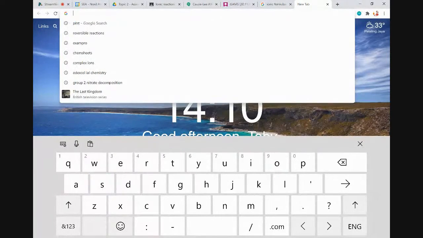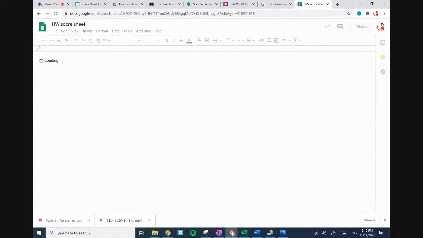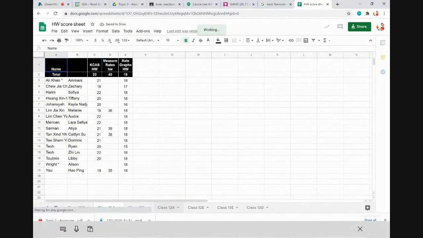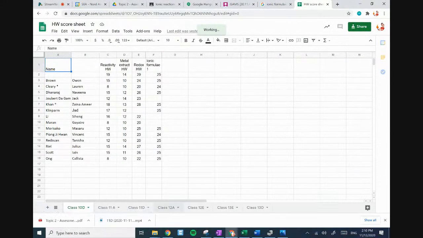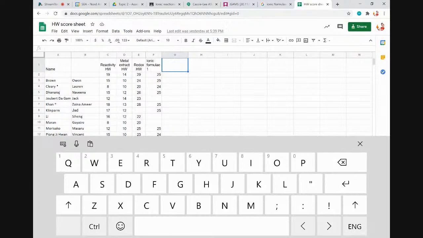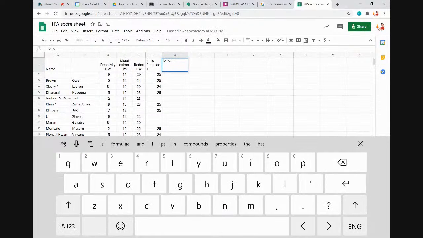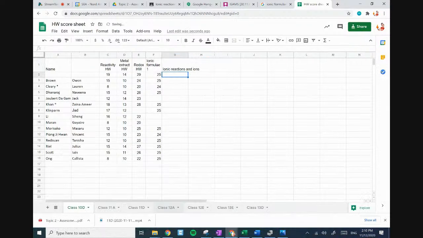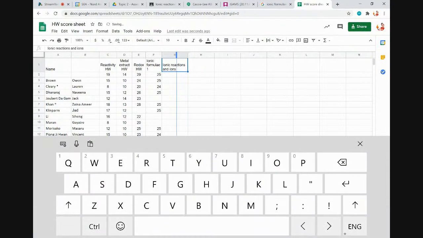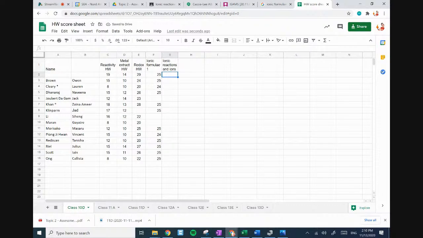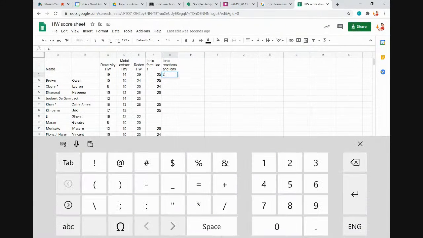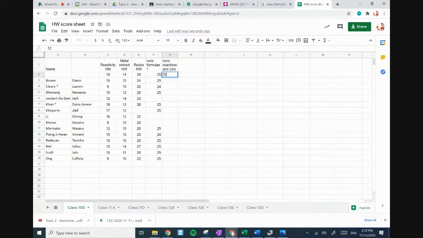Score sheet. I may have already written it in. It is possible. Let's have a look. There we go. Ionic formulae. People are missing ionic reactions and ions. I think that's a reasonable thing to do. Wrap text. Shrink it if I can. Make it a little bit larger. There we go. Right, it was out of 32. Be nice to see people putting in their numbers. That would be grand, guys. Out of 32.